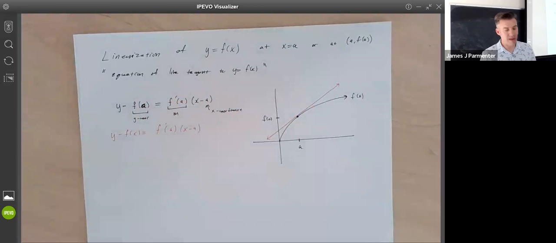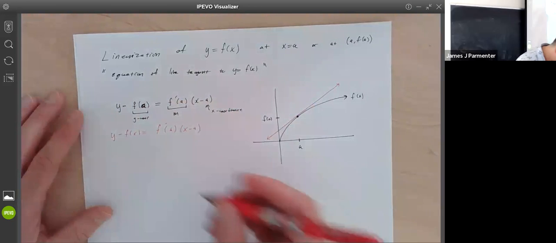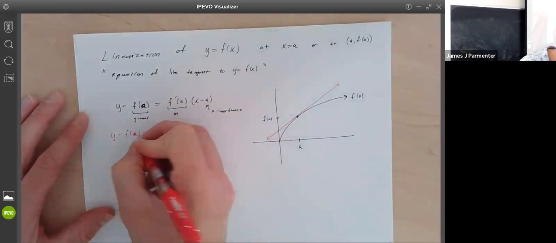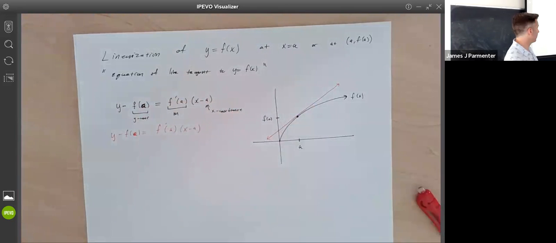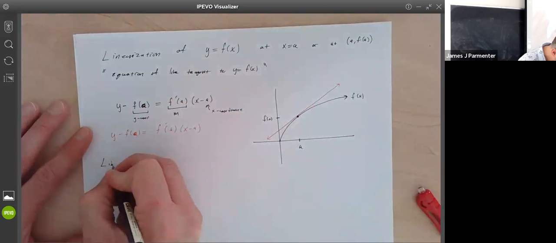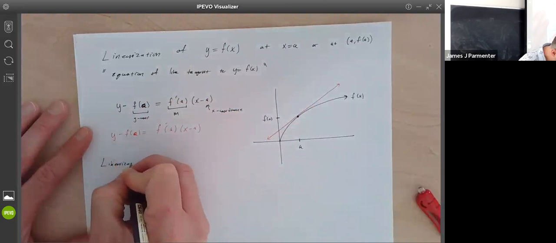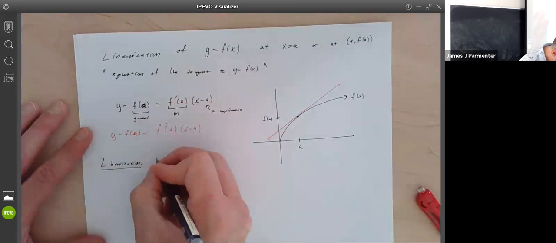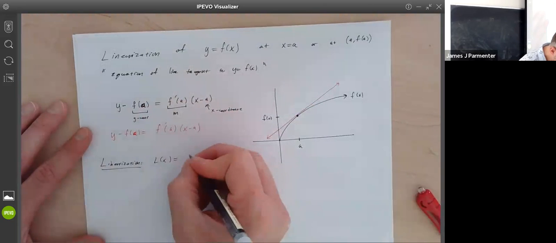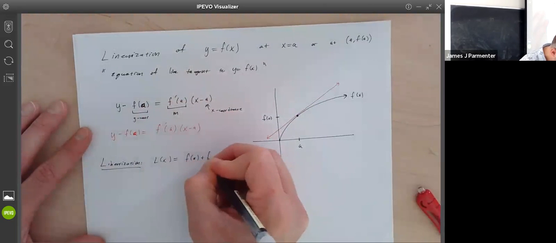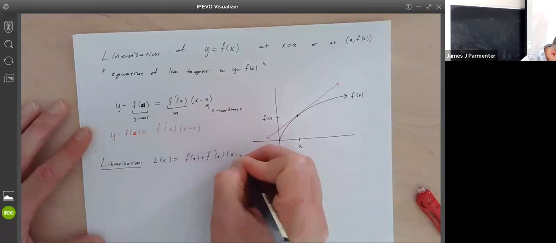And then to make it a linearization, I wrote the wrong thing again. I wrote f of x instead of f of a. Apologies. To make it a linearization, we solve for y. So the linearization is a function of x, and it's L of x equal to f of a plus f prime of a times x minus a.